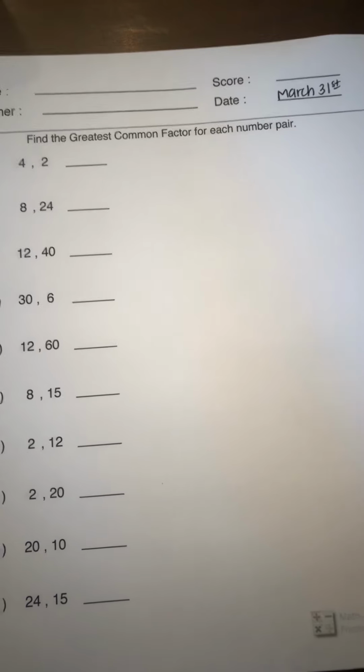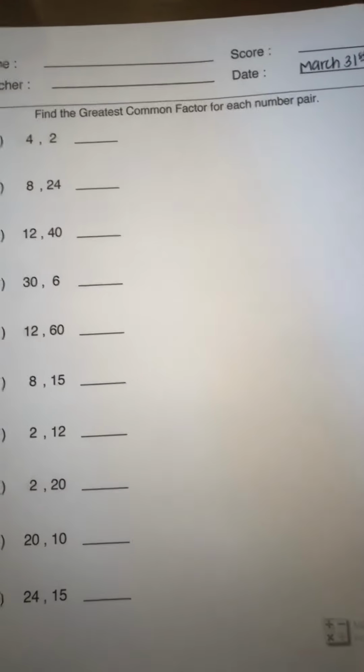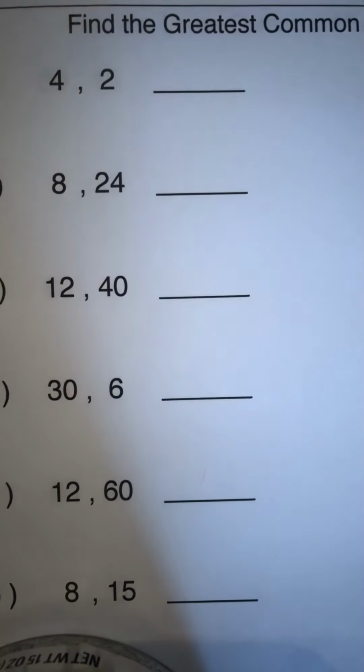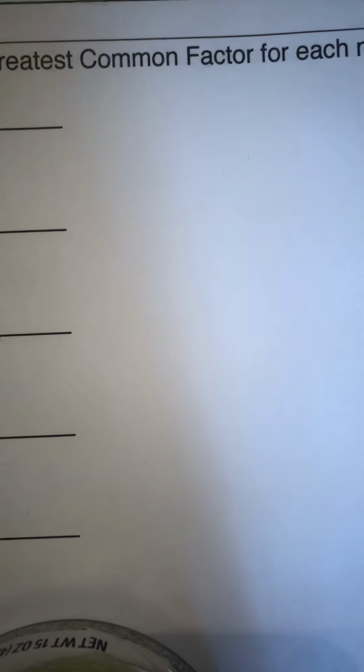March 31st lesson asks you to find the greatest common factor for each number pair. And we'll do a couple of these together. The first one you'll see is the numbers 4 and 2. And you probably remember from previous years that to find the GCF, you have to do a factor tree. So the first one we'll do is 4 and 2.